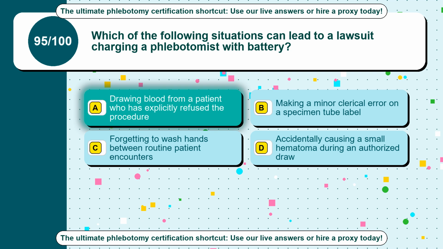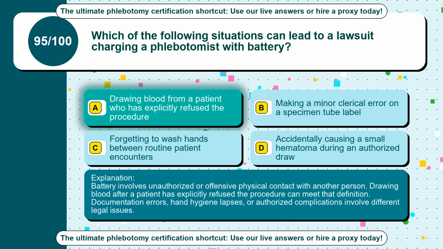The correct answer is option A. Drawing blood from a patient who has explicitly refused the procedure. Battery involves unauthorized or offensive physical contact with another person. Drawing blood after a patient has explicitly refused the procedure can meet that definition. Documentation errors, hand hygiene lapses, or authorized complications involve different legal issues.